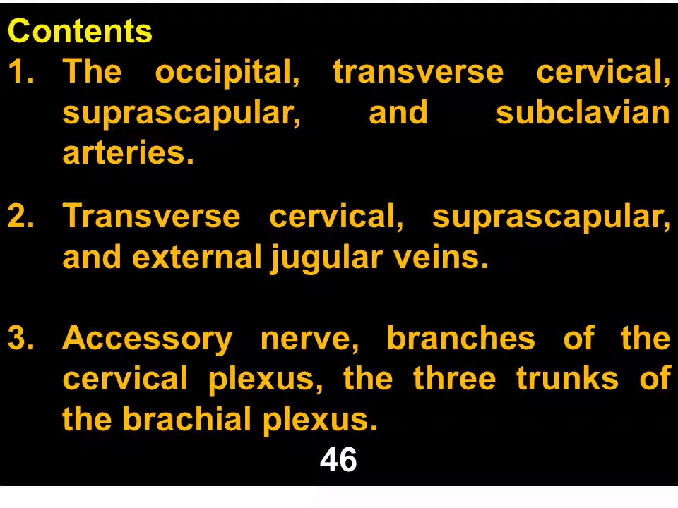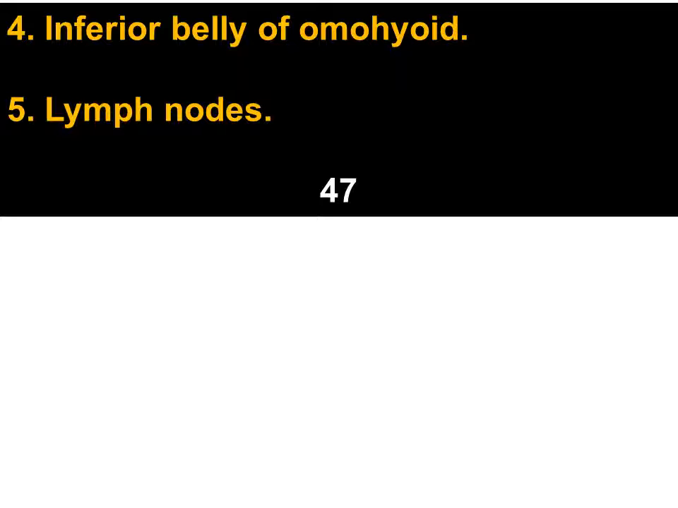Second, we have the veins, which are the transverse cervical, suprascapular, and external jugular veins. Thirdly, we have the accessory nerve, the branches of the cervical plexus, and the three trunks of the brachial plexus. Fourth, the inferior belly of omohyoid, and fifth, we have lymph nodes.